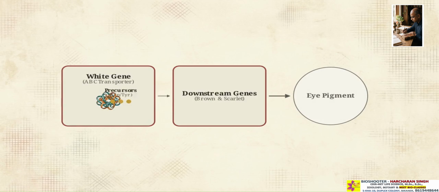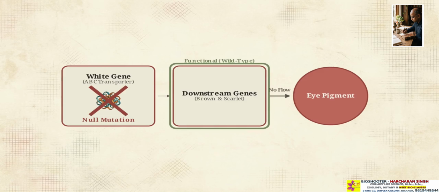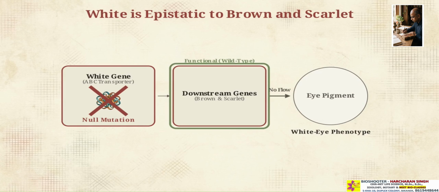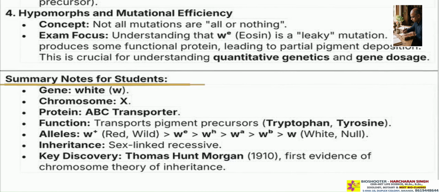A null mutation at this locus blocks the entire transport pathway. Even if downstream brown and scarlet genes are functional, no pigment is made, making the white mutation epistatic. Morgan's team discovered many mutations at this site are hypomorphs, partial loss-of-function variants reducing transporter efficiency. Panning to the summary notes, this creates a graded spectrum of eye colors.